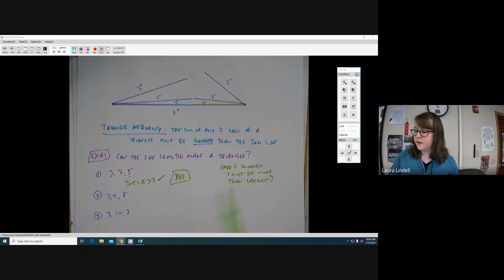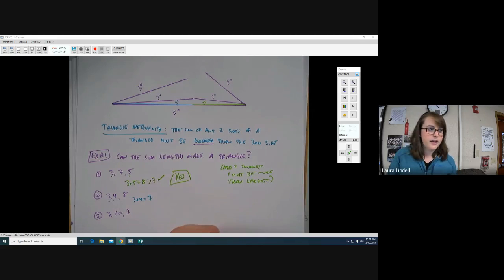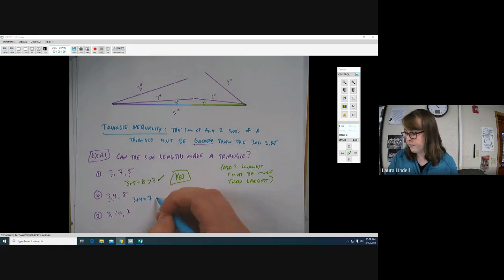That's kind of our strategy here. We add the two smallest, and it must be more than the largest. So what do we think? Our two smallest here would be 3 and 4. 3 plus 4 is 7. Is 7 bigger than 8? No. That's a problem. So we would say no.